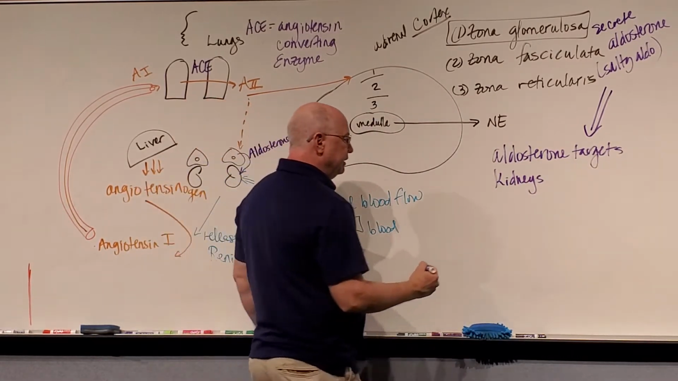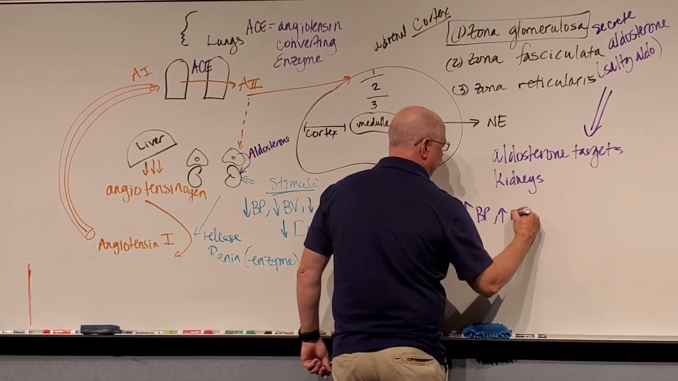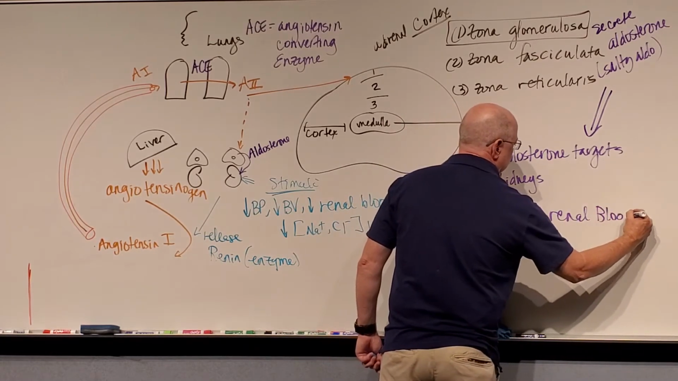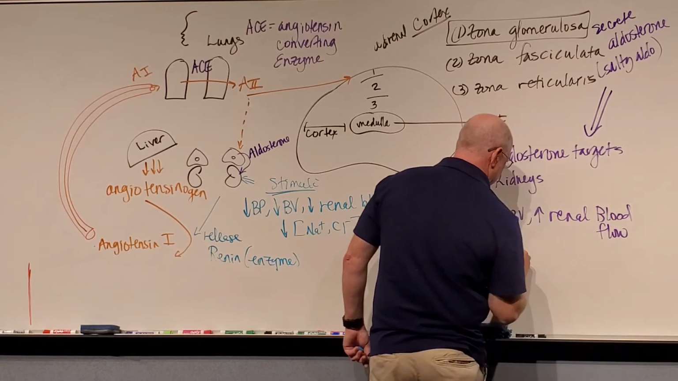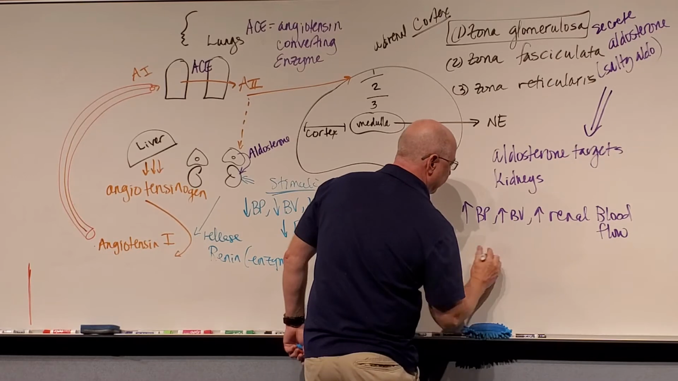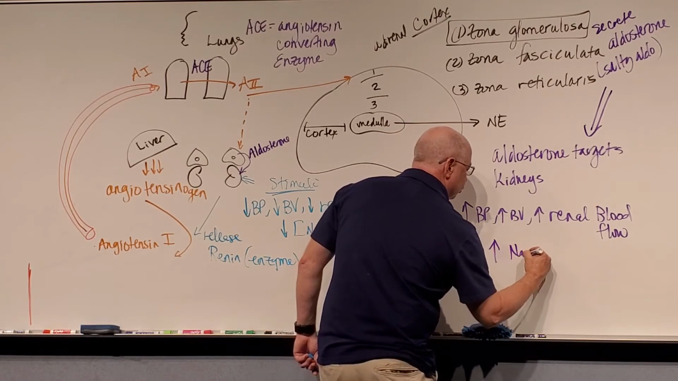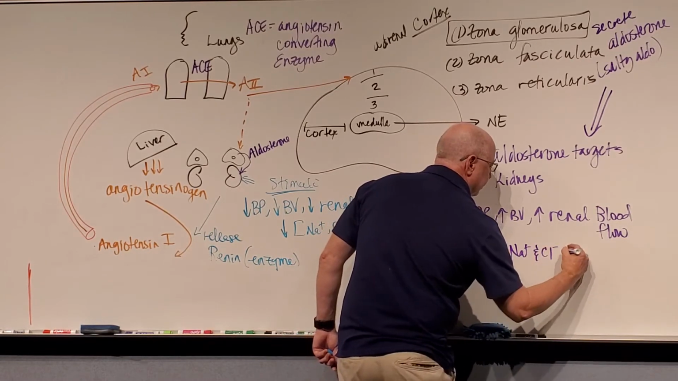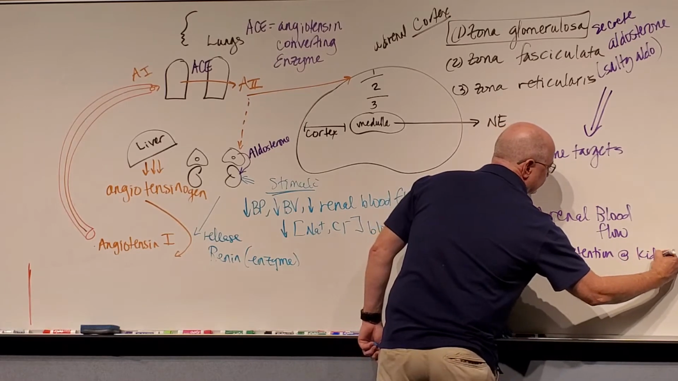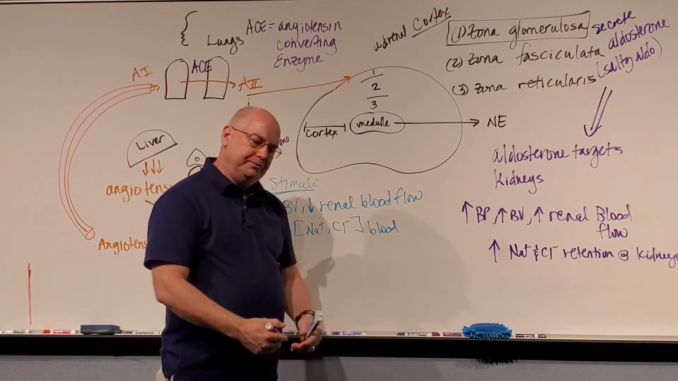What's going to happen at the kidneys is it's going to raise blood pressure, raise blood volume, which will increase renal blood flow, and it will increase, sorry, I didn't draw my arrow very well. It's hard to write at the bottom of the board. It will increase sodium and chloride retention at the kidneys. We pee out a lot of sodium and chloride in our urine.